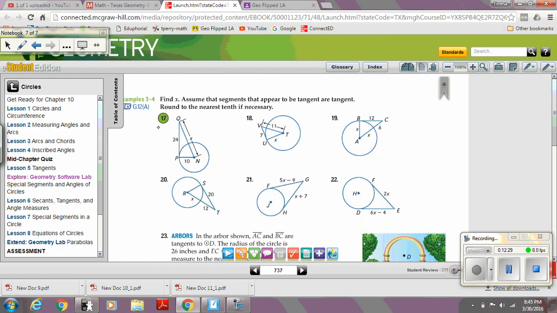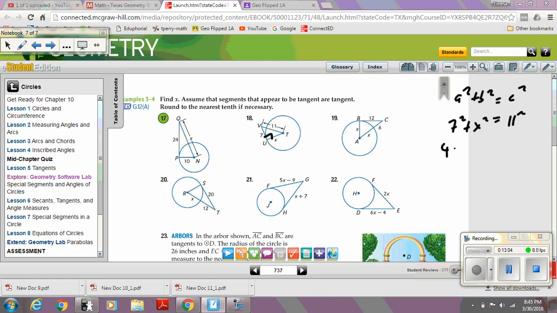On 18, we're finding x, and we're going to use Pythagorean's theorem again. So a squared plus b squared equals c squared. And the tangent line would be VU. So the right angle would be here across from 11. So 11 is C, and 7 and X are A and B.